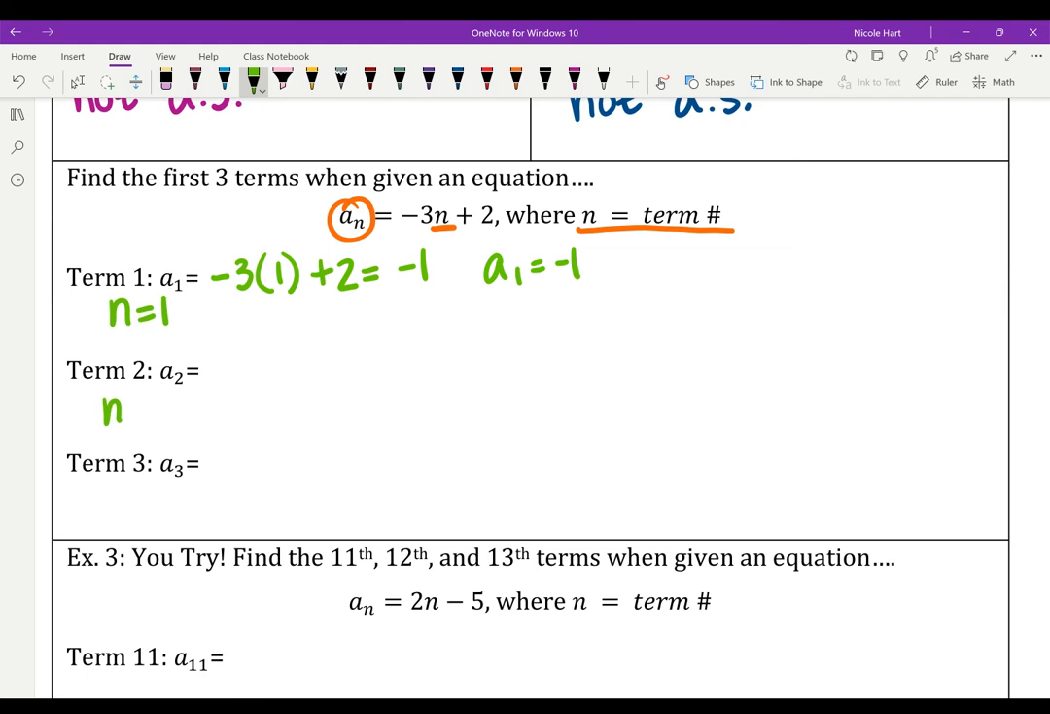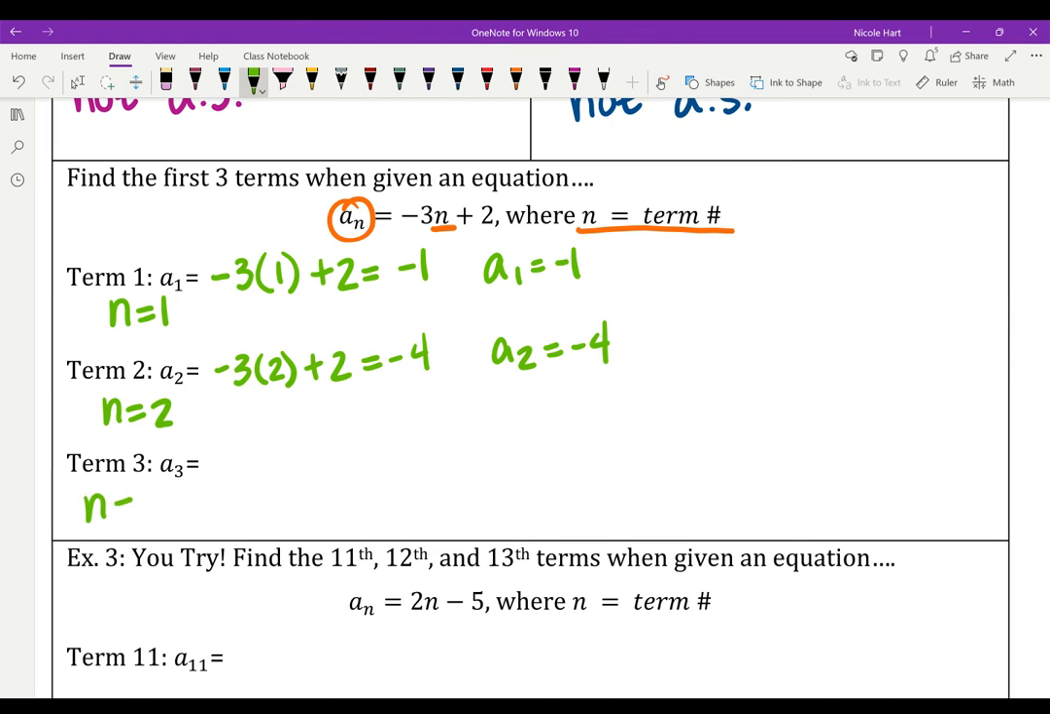For term 2, our n is equal to 2. We plug it into the same equation, -3 times 2 plus 2. -3 times 2 is -6, plus 2 is -4. So a sub 2 is -4.